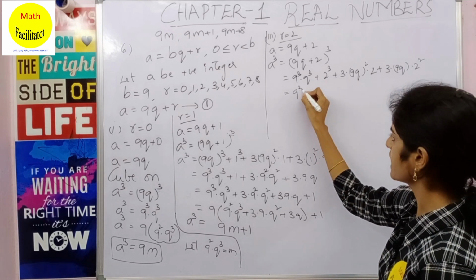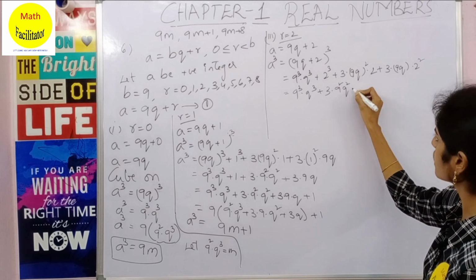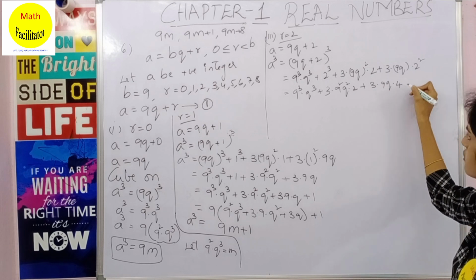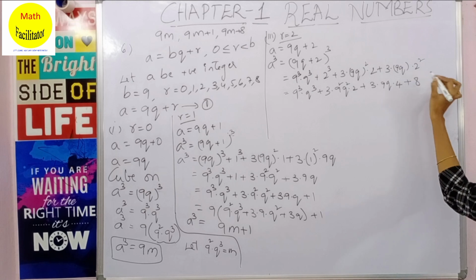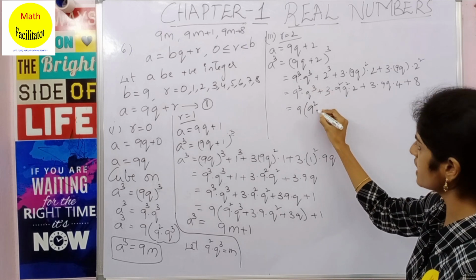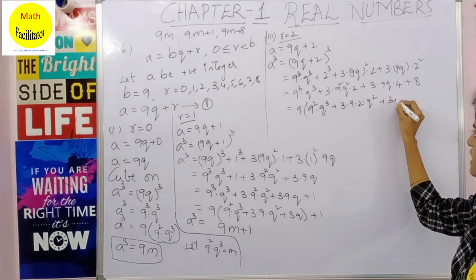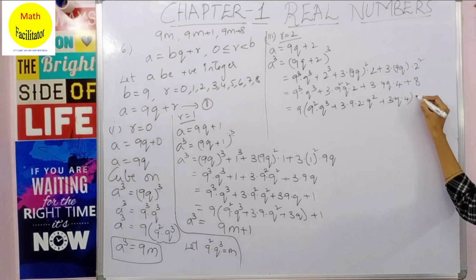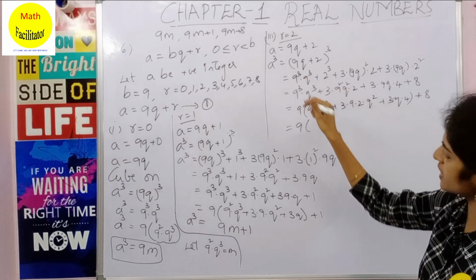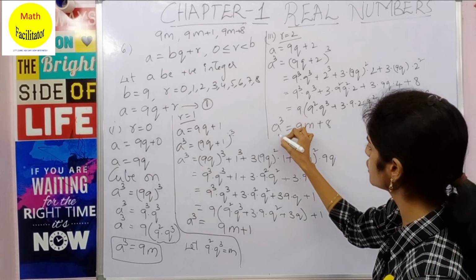So 2 cube we write at the end. So 9 cube into q cube plus 3 into 9 square q square into 2 plus 3 into 9q into 2 square, which is 4, plus you have 2 cube, which is 8. Clear? So if you take 9 common, you are left out with 9 square q cube plus 3 into 9 into 2 into q square plus 3 into q into 4, and you have a plus 8 here. Consider this entire thing as M, with plus 8 at the end. So a cube is 9m plus 8.